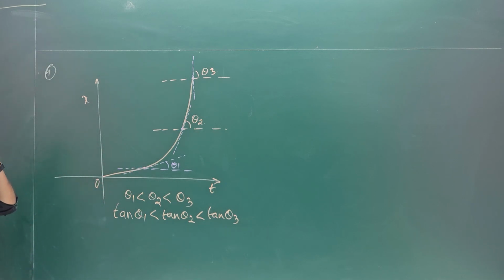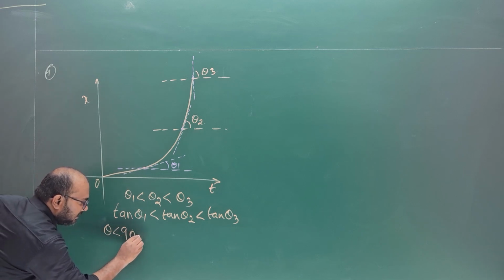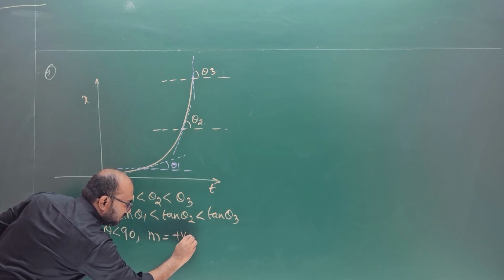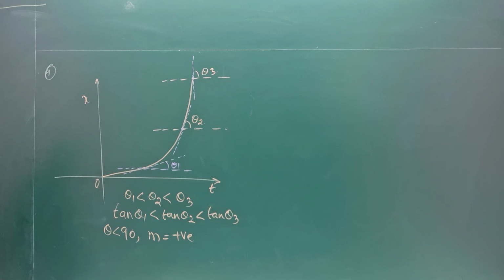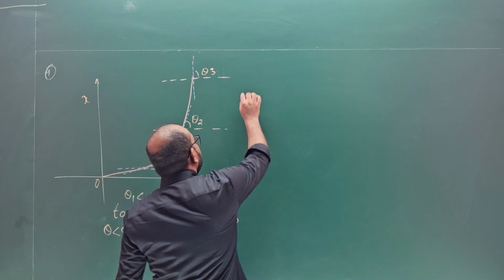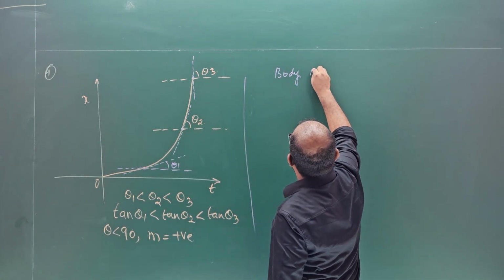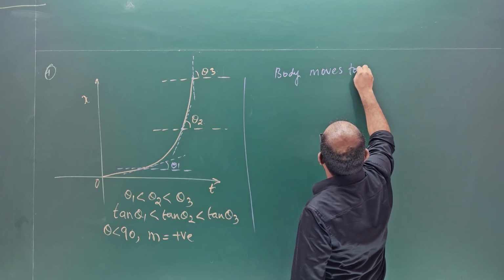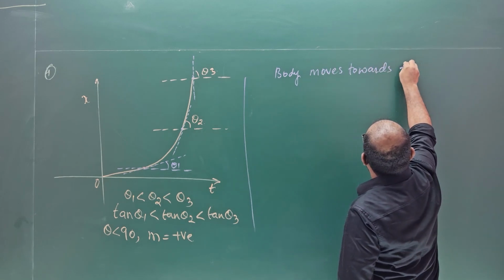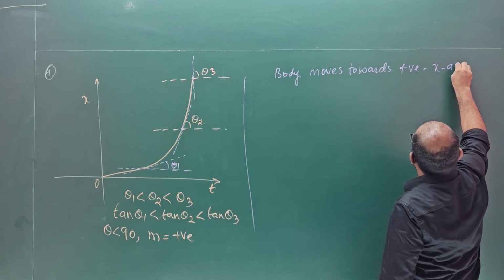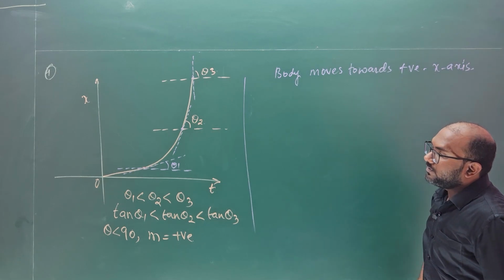Achha. Before finalizing where the object is going, we need to check the slope. First thing, is theta greater than 90 or less than 90? Yes, theta is less than 90. That means can I say that slope is positive? If slope is positive, definitely the object is going in the positive x-axis. Okay, now, so the body is going in what direction? The body moves towards the positive x-axis.